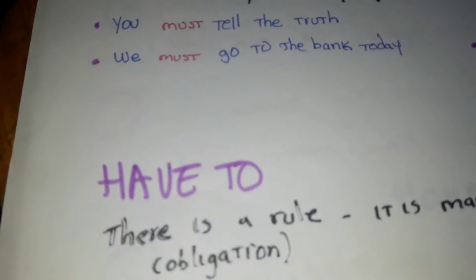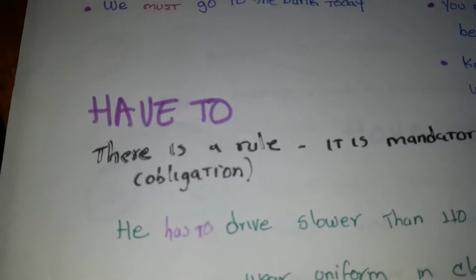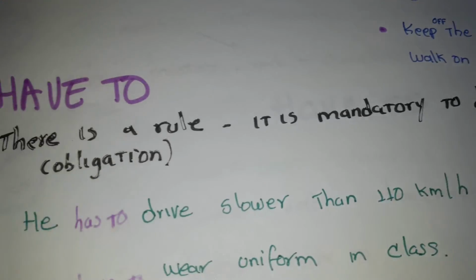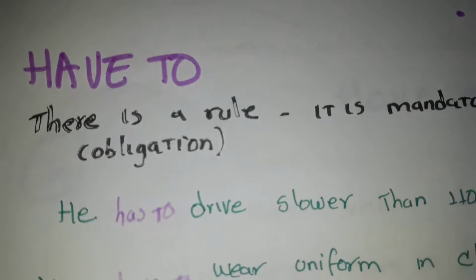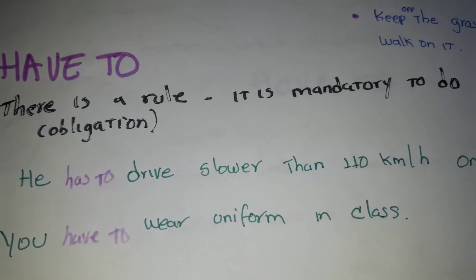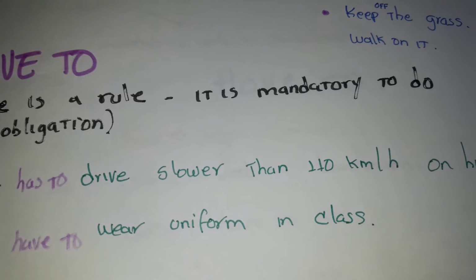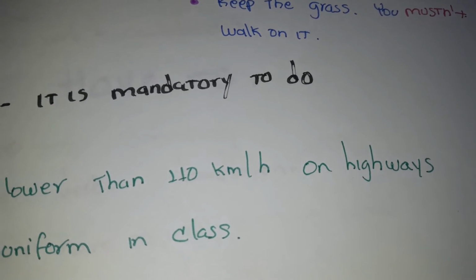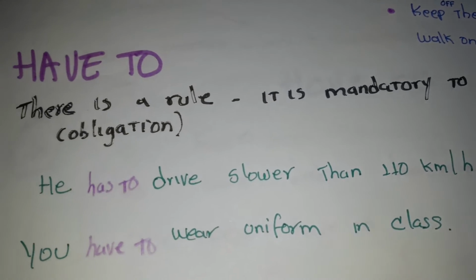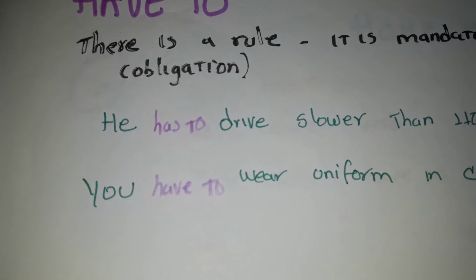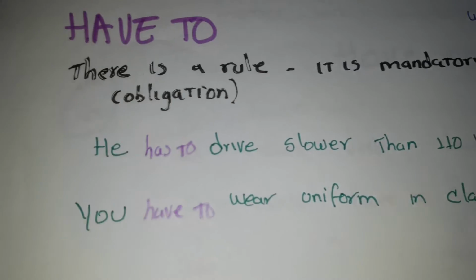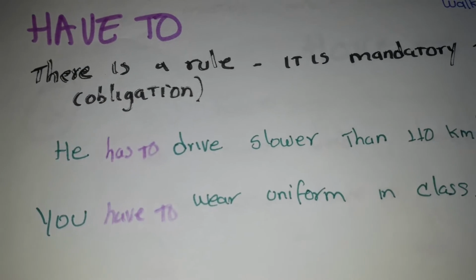Okay, what about have to? Have to is so different because have to is a rule. It is mandatory to do, it's an obligation. An example: he has to drive slower than 110 kilometers per hour on highways. Okay, pay attention, this is important. It is mandatory, it is a rule. The other: you have to wear a uniform in class. It is another important rule.